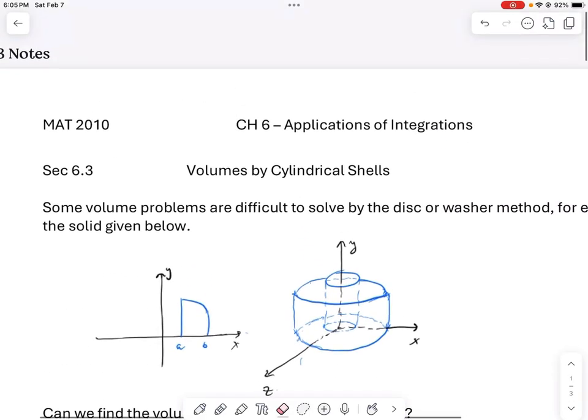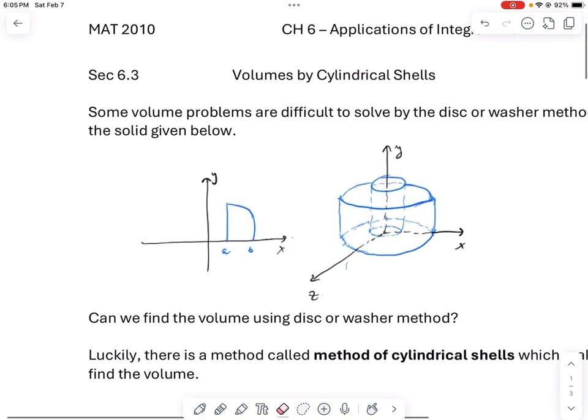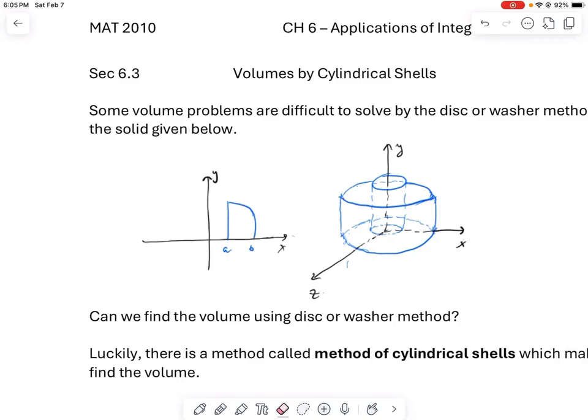Hi, we are looking at section 6.3, volumes by cylindrical shells. Remember, we are still talking about the volume of the solid obtained by revolving a given region around the y-axis or x-axis or some other line.